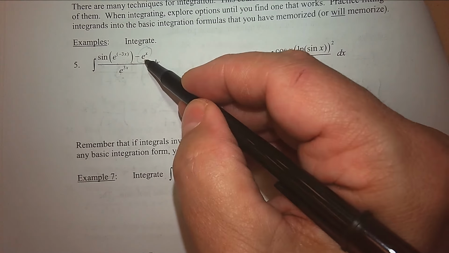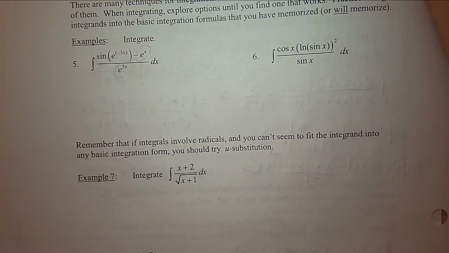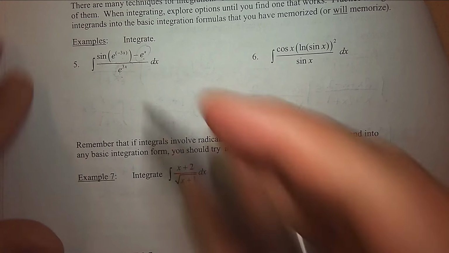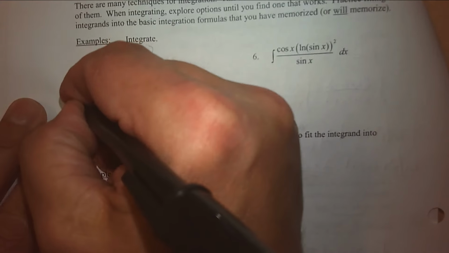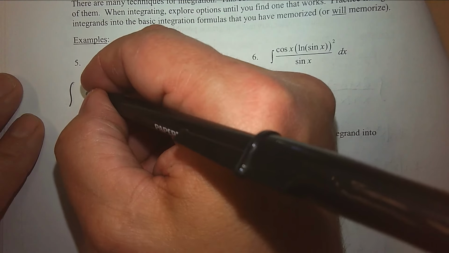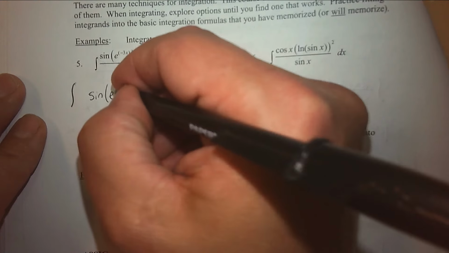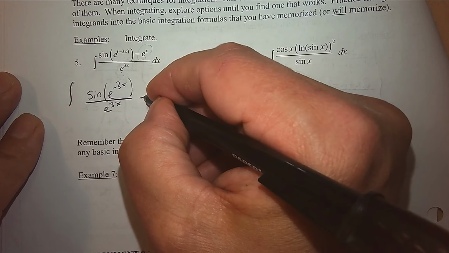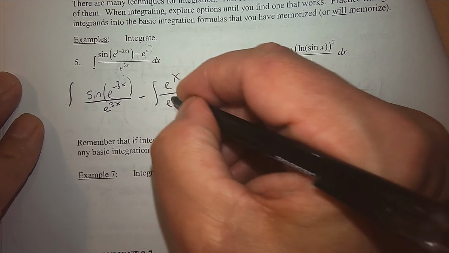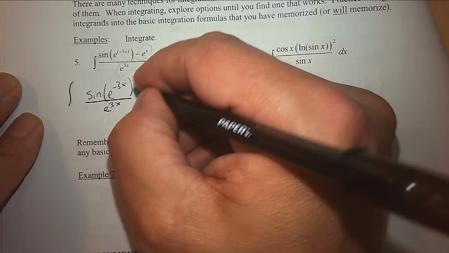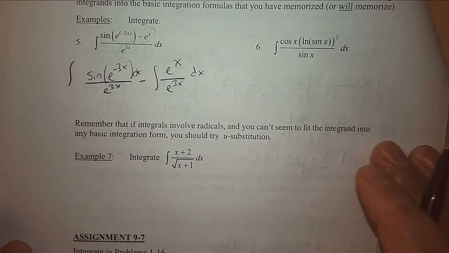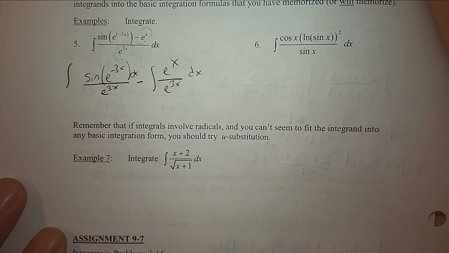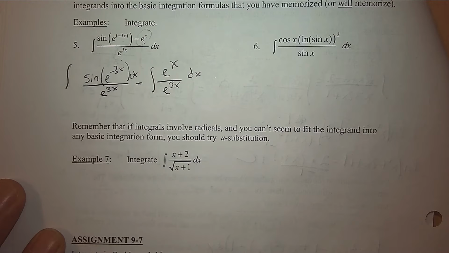Well, they have the same base, right? And so that means algebraically, I don't have to write it as a fraction. If they have the same base, I just subtract the exponents. So how do you think I'm going to write this? You ready? I'm going to write down sine e to the negative 3x over e to the 3x. I'm going to write down e to the x over e to the 3x. No, we'll get there. Let's not trip over basic algebra yet.